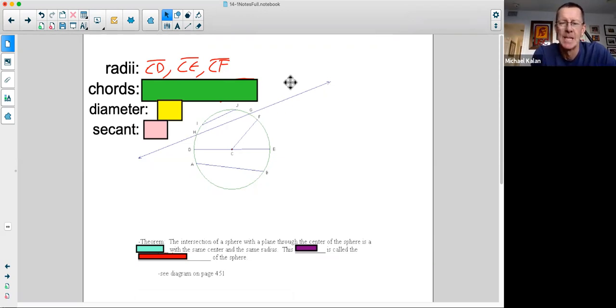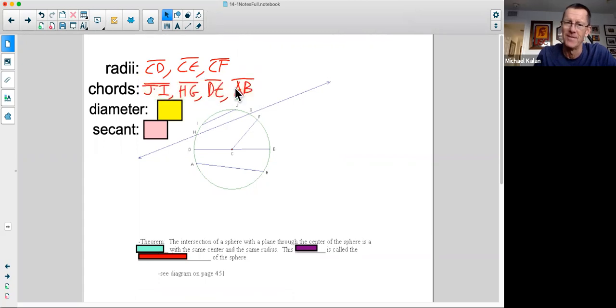Okay, what are the chords? Remember, chords have endpoints on the circle. How many do you see there? I hope you see between 3 and 5. JI, HG, DE, and AB. And which one is the most special of them all? Yeah, ED, or D, D like DE. And which one's a secant? Where's the secant? Careful how you label it. Did you label it line HG? I hope so, it's gotta be a line, right?